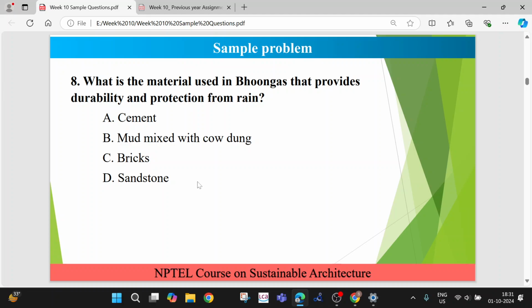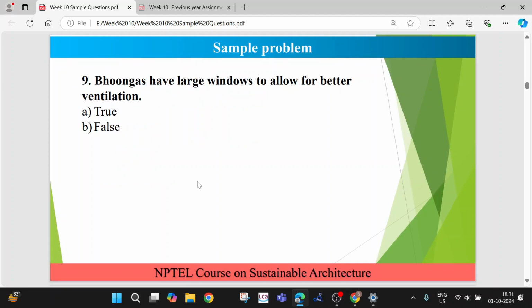When these bungas or houses are coated with a mixture of mud as well as cow dung, this mixture will provide durability, and it will also act as a protective layer against the rain, similar to plaster. That's why it is done in those areas. Fine, let's move to question number 9. Bungas have large windows to allow for better ventilation. True or false?